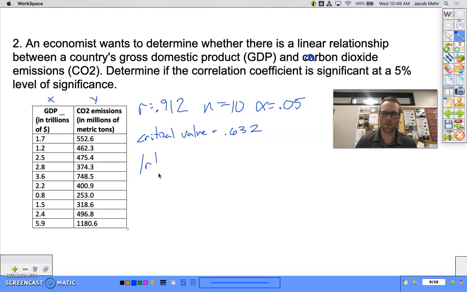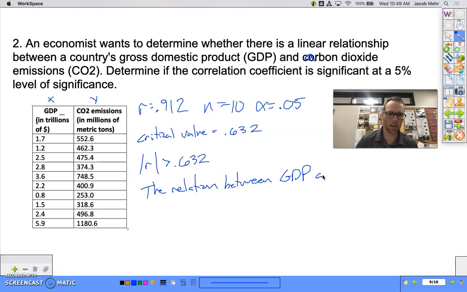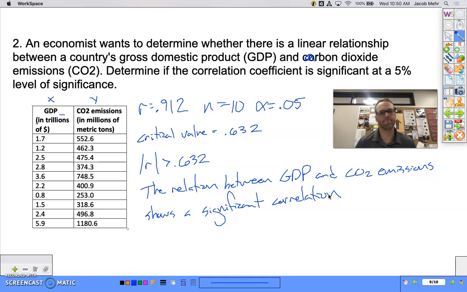Now again, our absolute value of R is greater than the critical value. So the relationship between GDP and CO2 emissions shows a significant correlation. And there we go.